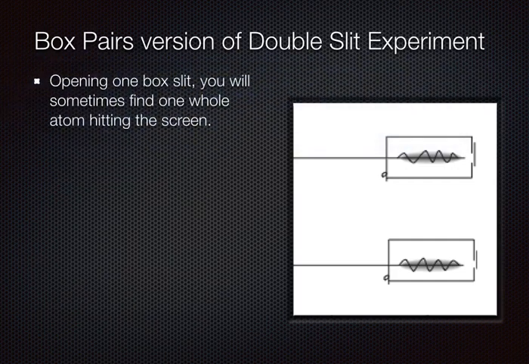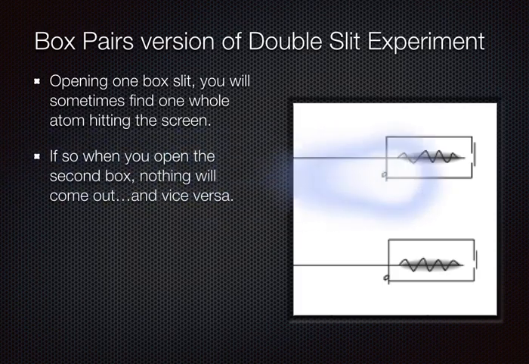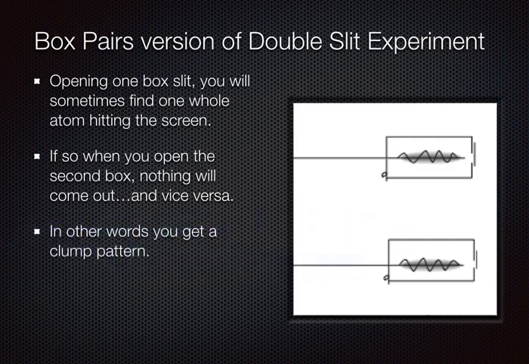We know why, but we're going to go through some logic for logic's sake. Opening one box slit, you will sometimes find one whole atom hitting the screen. When you open the second box, nothing will come out, and vice versa. If you look inside a box and nothing comes out, then you know the atom's in the other box, because in each pair there's always one atom. In other words, you get a clump pattern. A clump pattern is when you just get the two slits of particles.